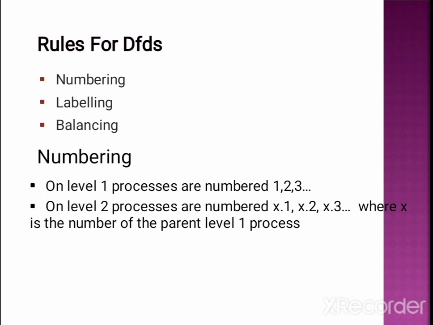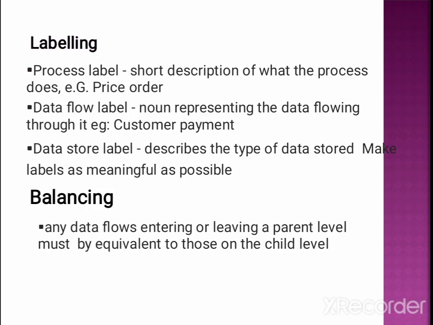Rules for DFD: numbering, labeling and balancing. Numbering: level 1 processes are numbered 1, 2, 3. On level 2 processes are x.1, x.2, etc. Labeling: process label, data flow label and data store label. Process label is a short description of what the process does. Data flow label is a noun representing the data flow. Data store label describes the type of data store.